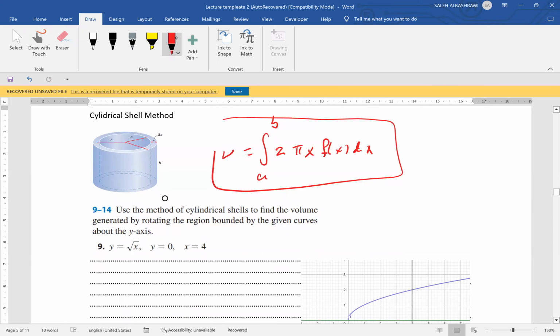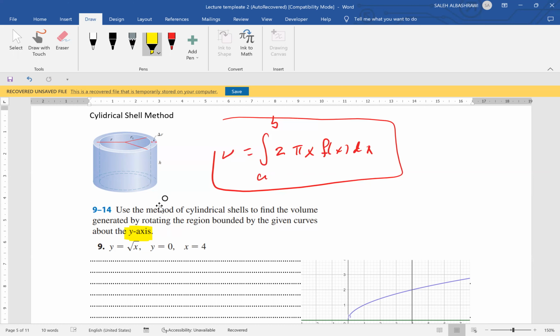Use the method of cylindrical shells to find the volume generated by rotating the region bounded by the given curves about the y-axis. Now we are given different curves, y equal to the square root of x, y equal to 0, x equal to 4, and these will enclose some region, R. And we need to rotate this region about the y-axis.